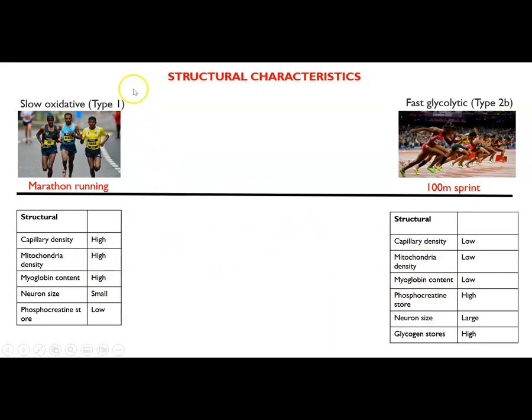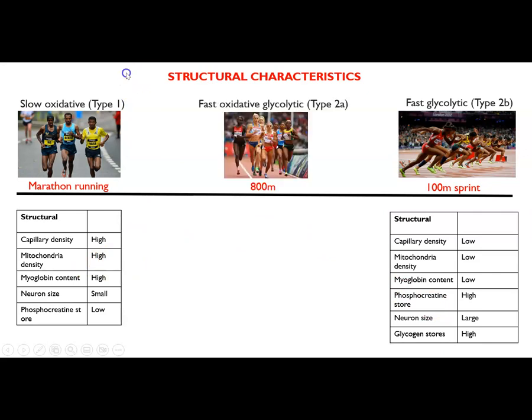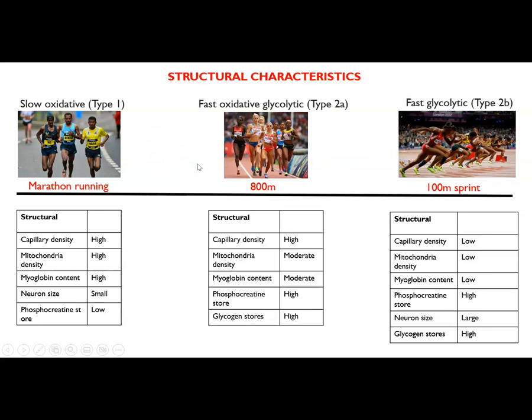And then finally, the third muscle fibre type we need to be aware of is in the middle. It's a fast oxidative glycolytic muscle fibre type, type 2A, and this would be used during an 800-meter race. Okay. Now, if we're looking at the structural characteristics of this, it's in the middle of the two muscle fibre types. So some of this information is moderate.